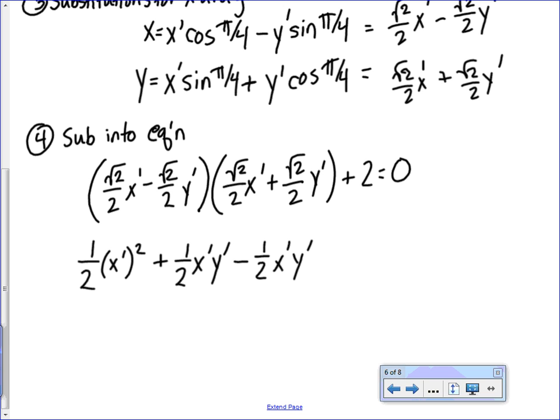Now we have one more to go. Negative square root of 2 over 2 y prime times positive square root of 2 over 2 y prime. That's a minus 1/2 (y prime) squared. Plus 2 equals 0.